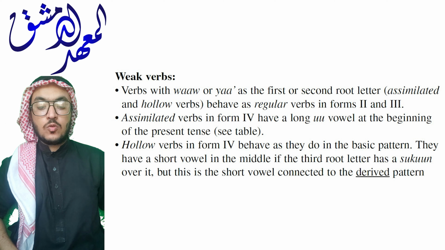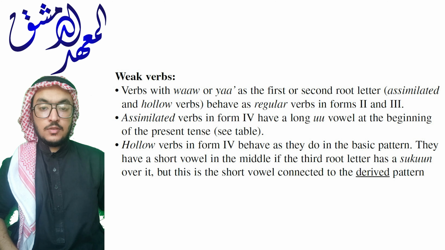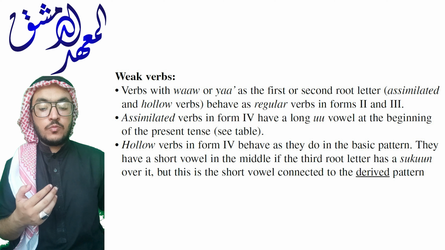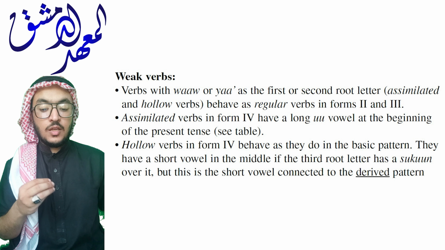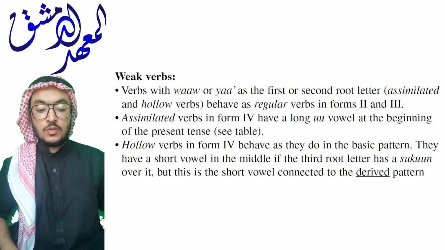If the third root letter has a sukoon over it, this is the short vowel connected to a derived pattern and not to the original root. For example, I wanted: aradtu. The short vowel is fatha because the form 4 past pattern is af'al. Arada yuridu. Aradtu. Verbs with waw or ya as the third root, defective, behave irregularly in all forms. Form 2, 3, 4 defective verbs all have the same ending as the yamshi, masha yamshi basic group of verbs.